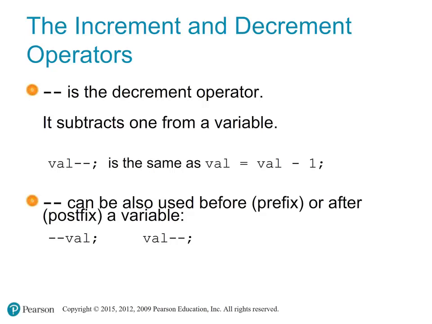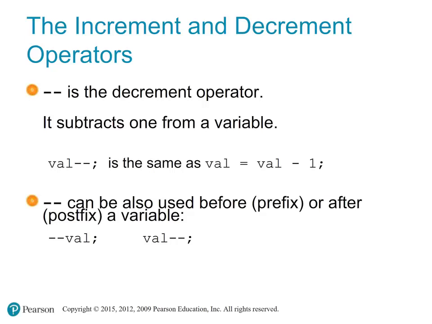The -- symbol is known as the decrement operator. Using -- subtracts 1 from the variable it is applied to. So writing val-- is the same as writing val = val - 1. Both will decrement val by 1.